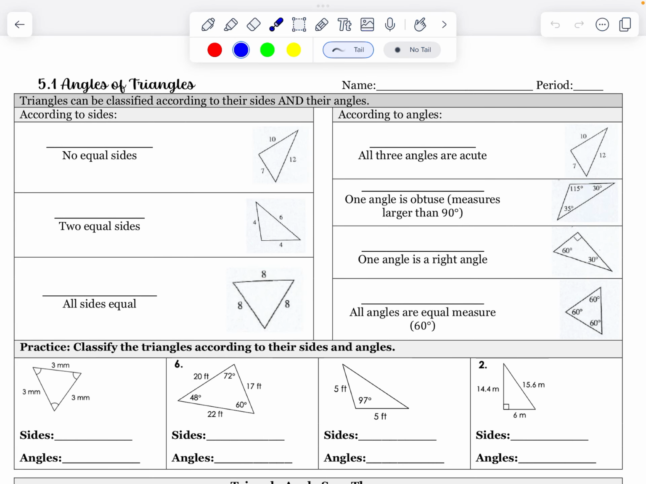Hello and welcome to chapter 5. We are talking about triangles. Most of these words you will have known before. So if a triangle has no equal sides, every single side is different, it is called a scalene triangle.